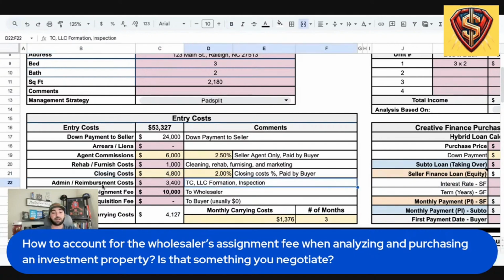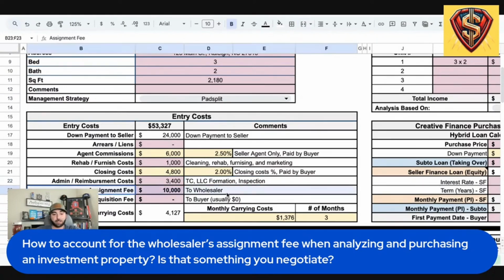For me, all these costs will be paid by my capital partners at closing, but I have to pay for some of these costs in advance. Like I have to pay the transaction coordinator, I have to form the LLC, I have to pay to inspect the property. These are costs that I lump together here to know how much my capital partners need to pay me back. So it's just these admin costs, which could be lumped in your TC cost or your closing costs. That's how some would do it. For me, I separate them as admin and reimbursement costs because these are things I pay for before closing.